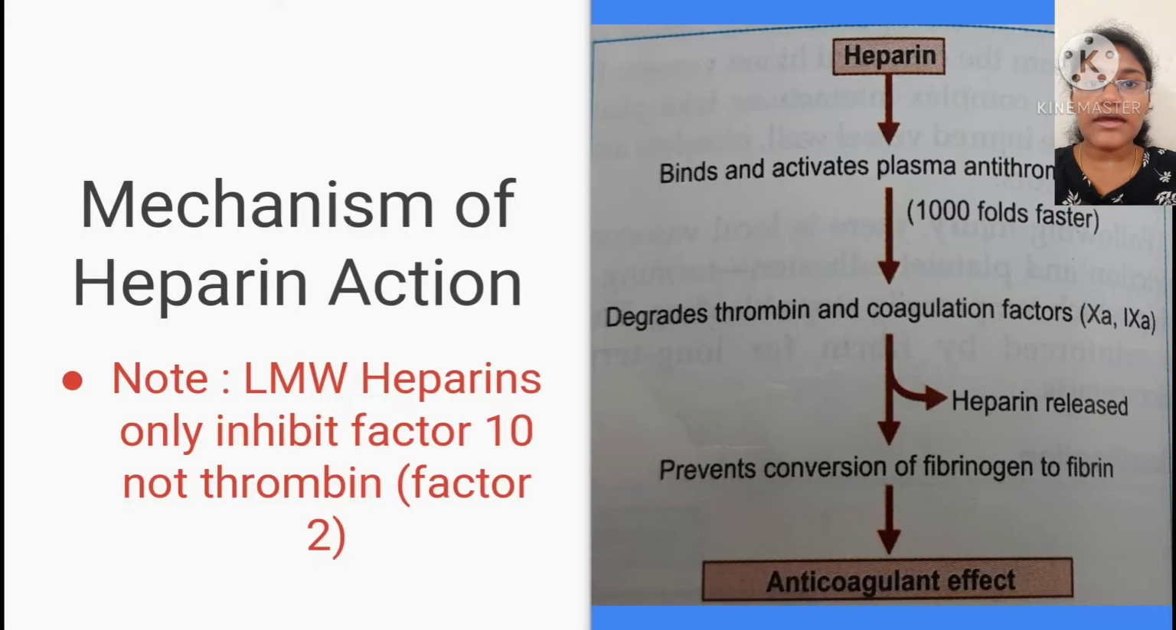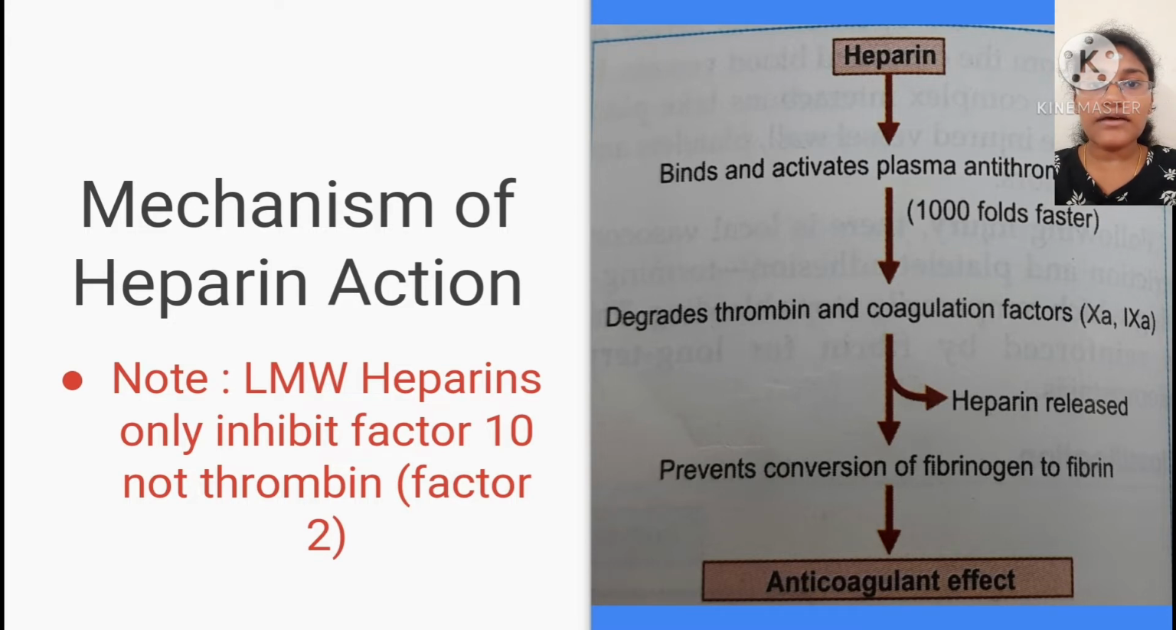Next we'll move on to the mechanism of action of heparin. Basically, antithrombin 3 is a protein produced from the liver, and antithrombin 3 usually will inactivate factor 10 and factor 2. Factor 2 is nothing but thrombin. Since factor 10 and factor 2 are inhibited, coagulation will not happen. So this is the basic mechanism that happens in the body.